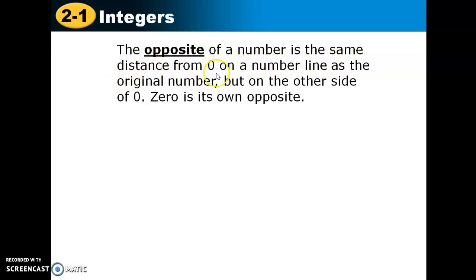The first definition is the word opposite. The opposite of a number is the same distance from 0 on a number line as the original number. That's a lot of words, but what you need to know is that if you have a positive number, the opposite is the negative number. For example, if you have -5, the opposite is +5. If you have +12, the opposite is -12.